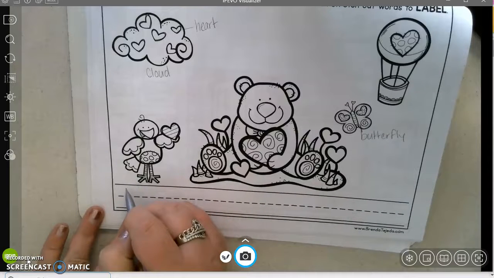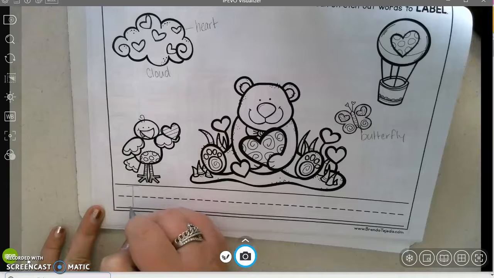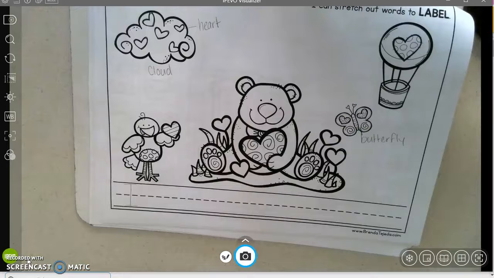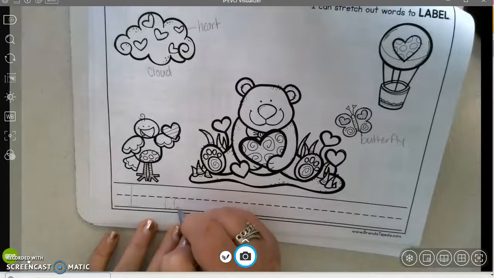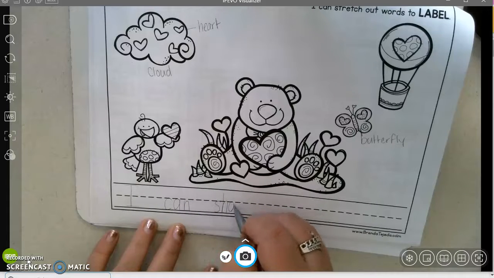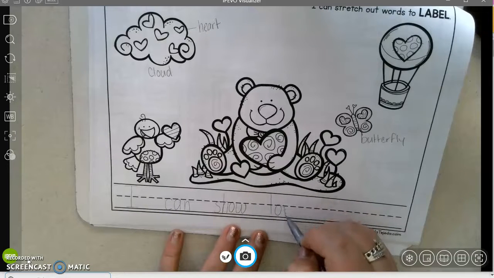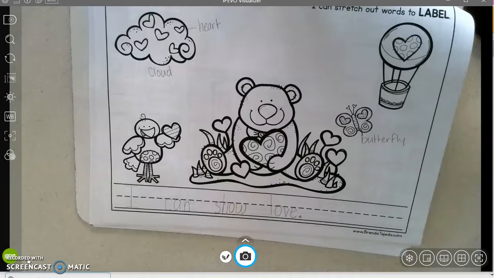We could write, and again, you can think of your own sentence. That's okay. I'm going to write, what am I going to write? I was going to write a sentence, but I think my words are too big to fit on the line. I can show love. And I end my sentence with a period.